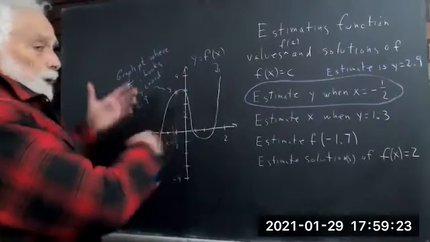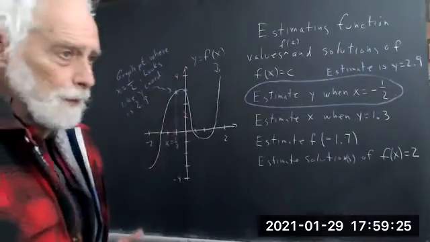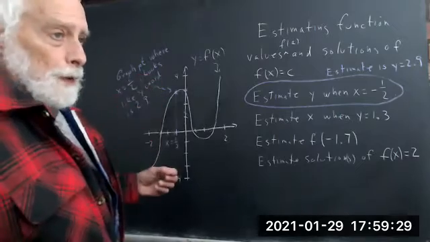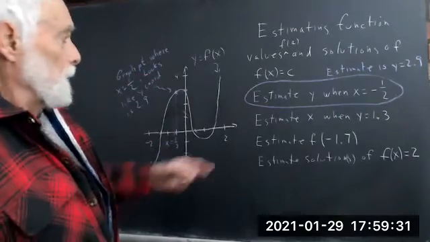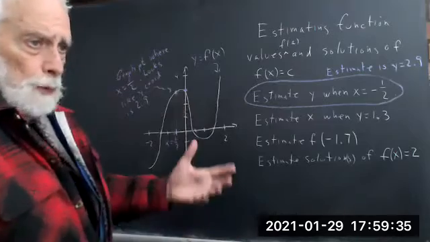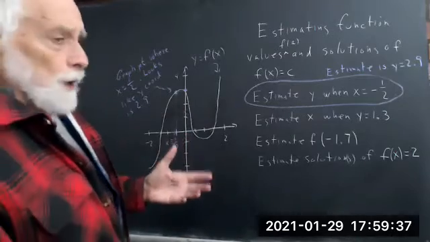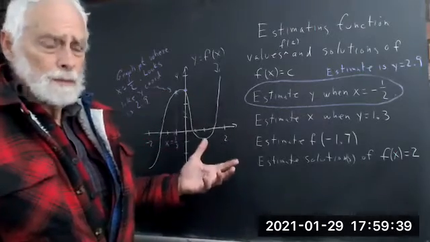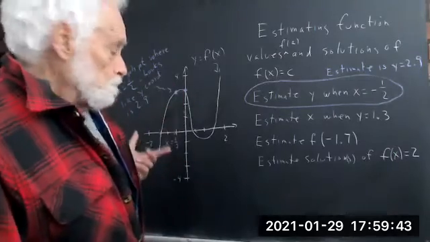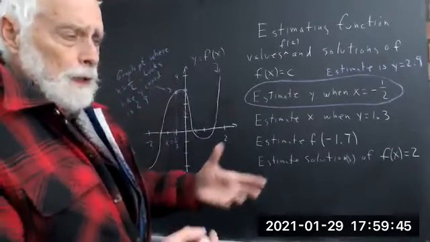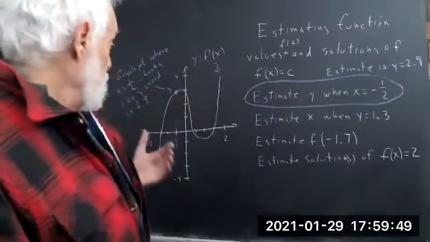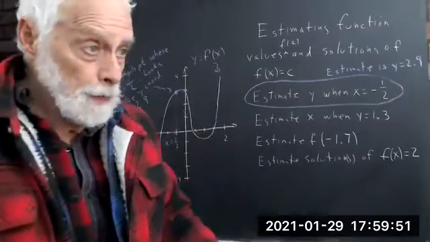Now, if we got draftsman tools and measuring devices, we could probably measure this much more accurately. But that's a pretty reasonable estimate. Even if we measured it accurately with tools, we'd never be 100% accurate. So these are estimates, and even if you have tools, it's an estimate, if all you've got is the graph and you don't have a formula and can't calculate it.